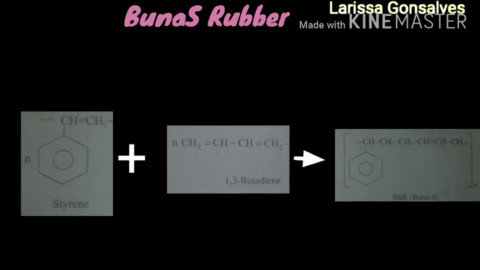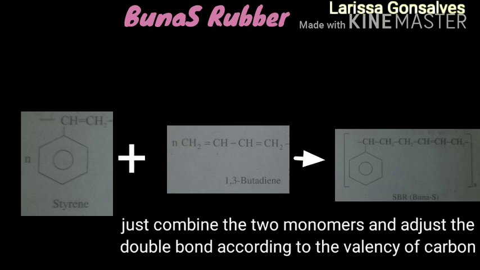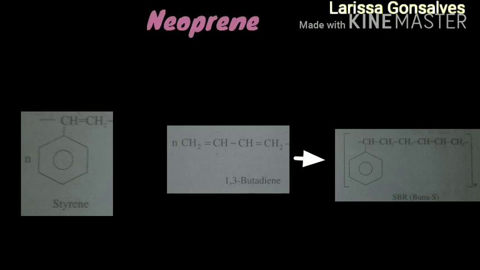We draw the structure of styrene and add it to the structure of 1,3-butadiene, and then we just have to combine the two monomers that we have used. When you add up the two monomers, there will be a change in the position of the double bond depending upon the valency of carbon. Next is neoprene.